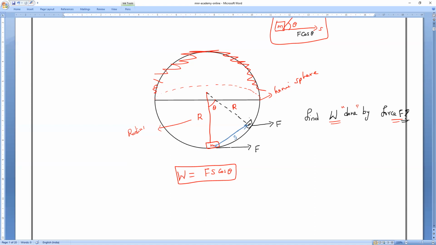Now, all of you observe very carefully. This is the displacement of the body and this is the applied force, so the force is acting in this direction. Am I right? Clear? All of you understanding? Now all of you see here, here is the theta.